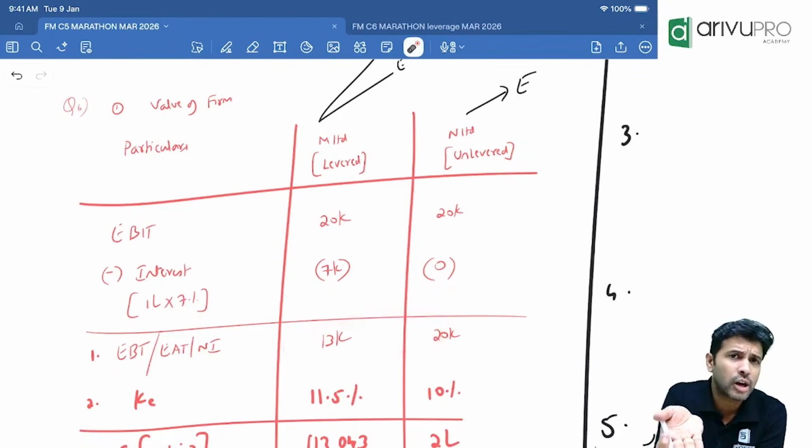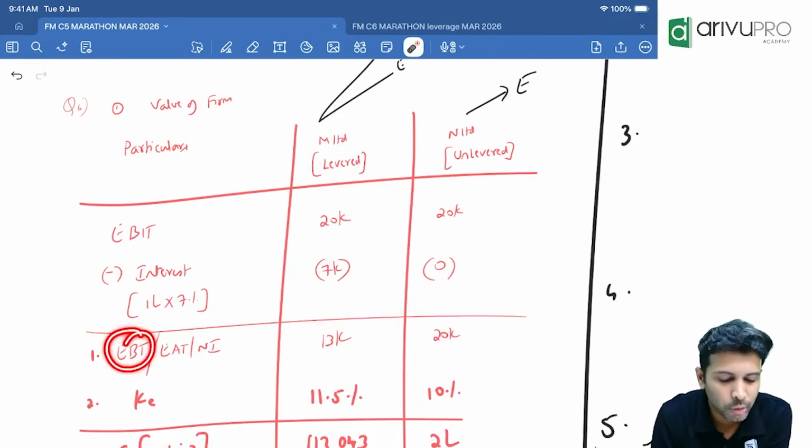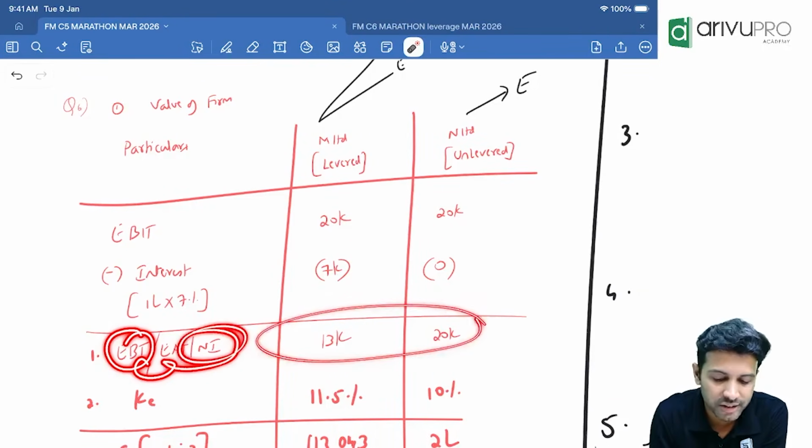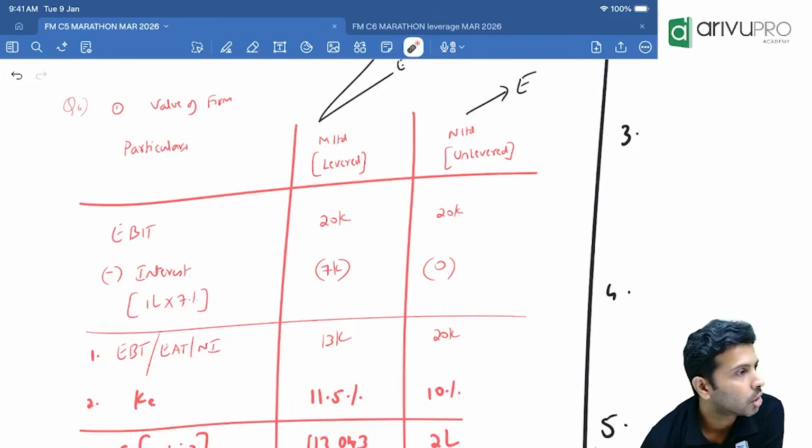Since this whole concept of arbitrage works when there is no tax rate, where value is the same, your earnings before tax, earnings after tax and net income are all the same. How much is that? 13,000. Till here, anybody, any doubt? No?